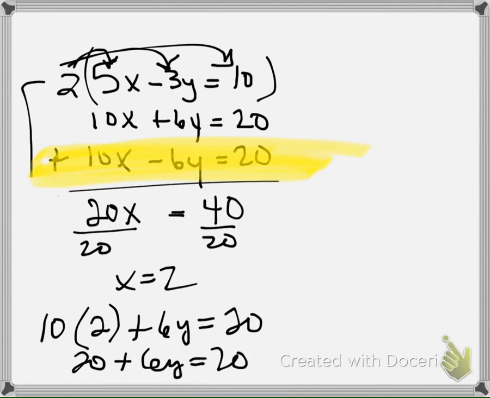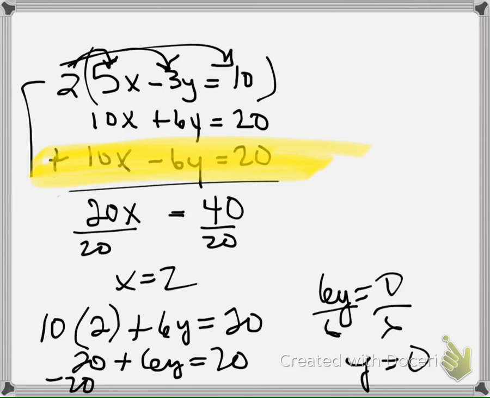Now what? Subtract 20. 6y equals 0. Divide by 6. Y equals 0. Your answer is 2, 0.